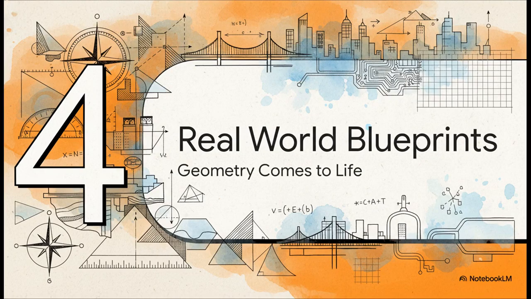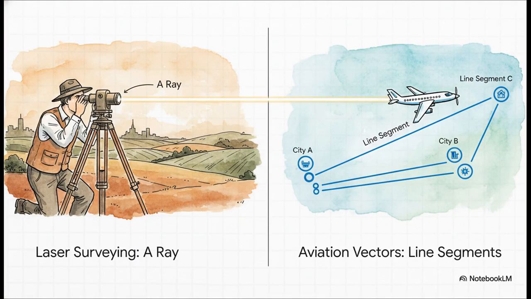So you might be wondering, why do we care so much about being this precise? Well, it's because these abstract ideas are the literal blueprints we use to build and navigate the world around us. Let's look at a couple of real-world examples. Ever see a surveyor using one of those laser machines? That laser beam is a perfect, real-world example of a ray. It starts at the machine and shoots out in a perfectly straight line. Or think about a plane's flight path on a map. It's not one continuous line, right? It's actually a whole series of connected line segments between navigation points. This isn't just textbook theory, this stuff is everywhere.